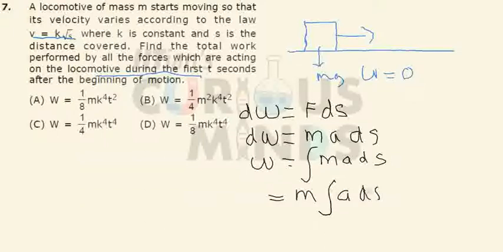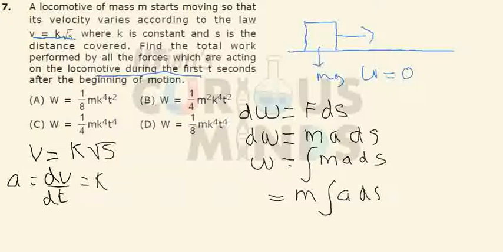If you see, the velocity is given here as k root s. It means that the velocity varies with time. Now let me differentiate this part. I will differentiate both the sides with respect to time. Carefully observe: acceleration will be equal to dv divided by dt, that is velocity differentiated with respect to time. k comes out because k is constant.